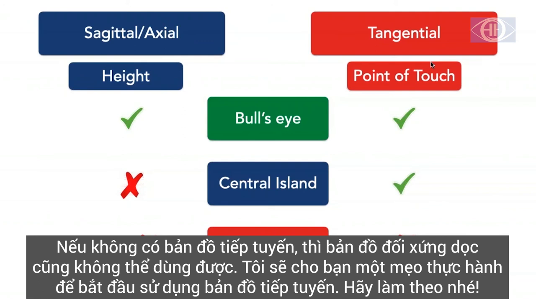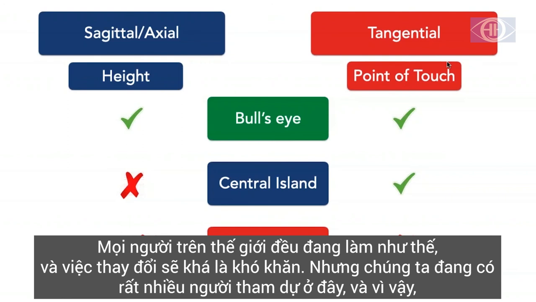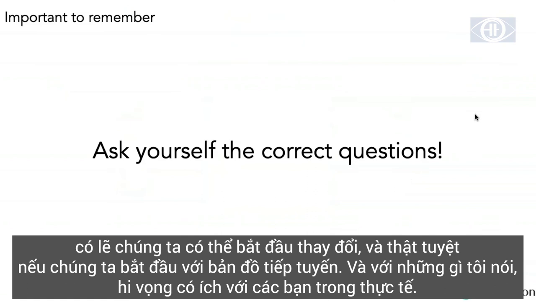So let me give you one hands-on tip. Start with your tangential map. Please do it. And of course, from a manufacturer's point of view, we are explaining to people to first do the sagittal map, and then the tangential map, because everyone else in the world is doing it. Changing that is quite hard, but we have a lot of participants here, by the way. So maybe we can start a change, and that would be great, that we first do tangential maps. I hope it makes sense why I'm doing things this way in practice.